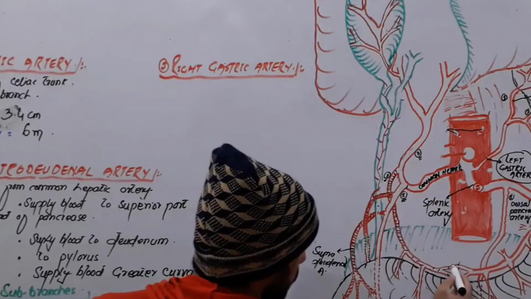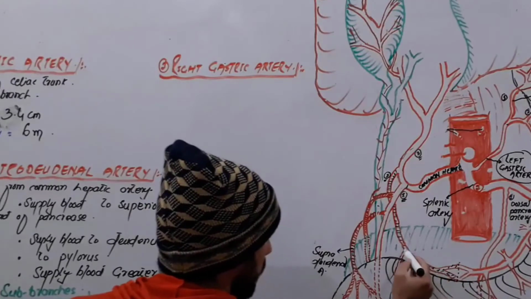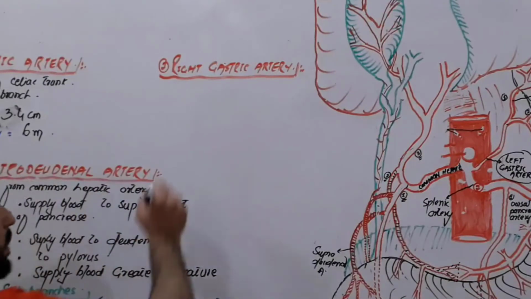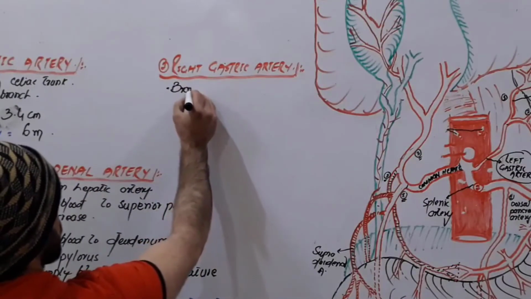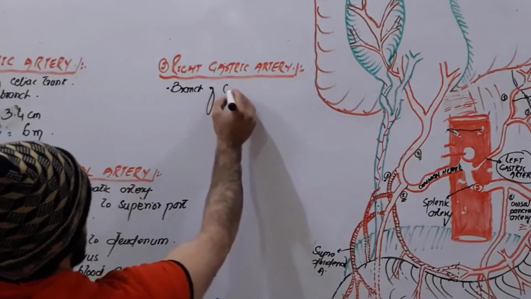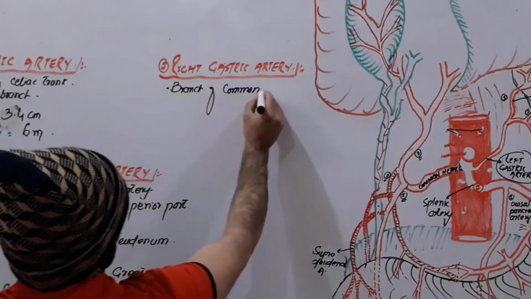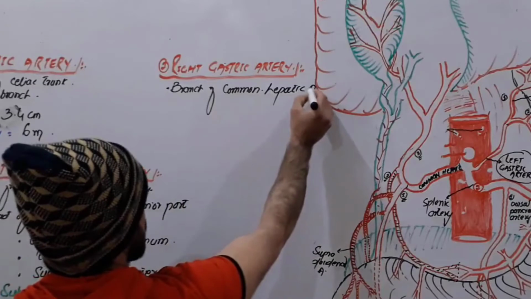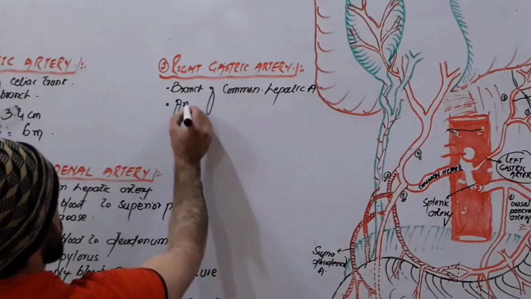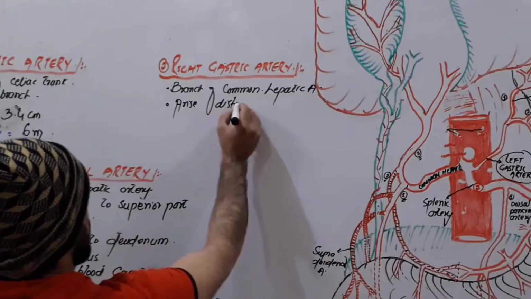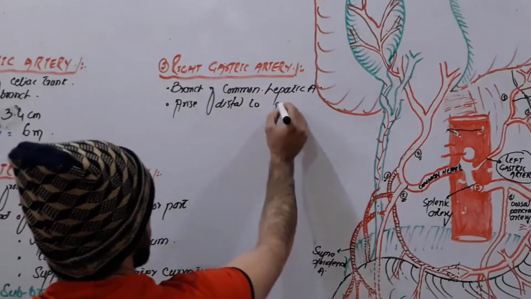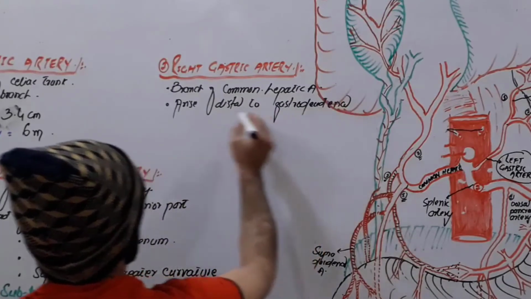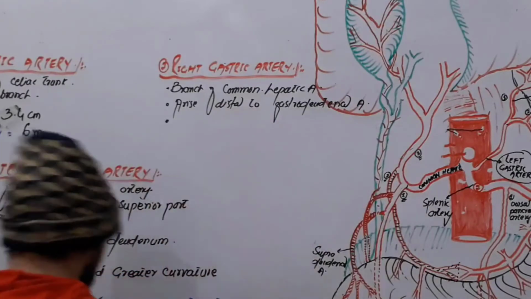This artery is a branch of the common hepatic artery, and it arises distal to the gastroduodenal artery. So first of all, it is a branch of the common hepatic artery, okay, then it arises distal to the gastroduodenal artery, okay. And what does it do?